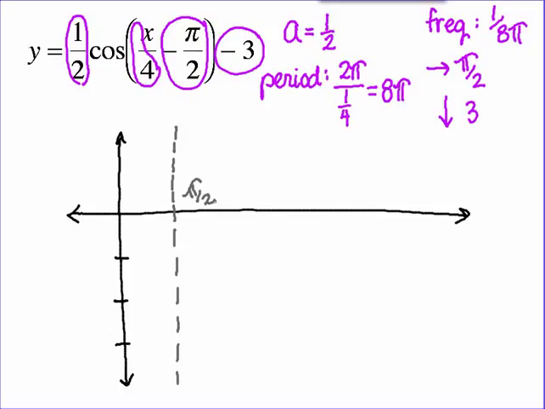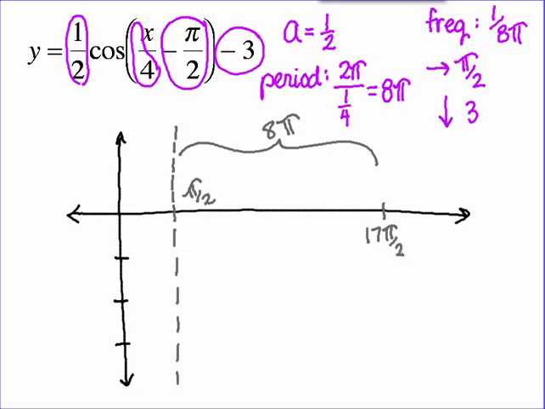Now, it has a period of 8 pi. So if you remember how we did this before, I'm going to go all the way out here. And I know that this distance here has got to be 8 pi. So what does this number need to be? It's going to be 8 pi plus pi over 2. So 17 pi over 2.